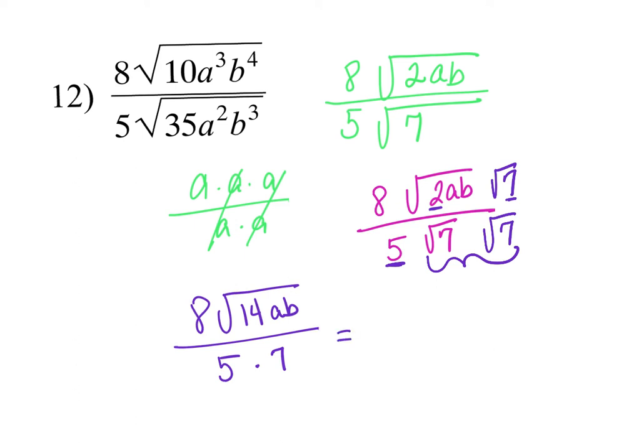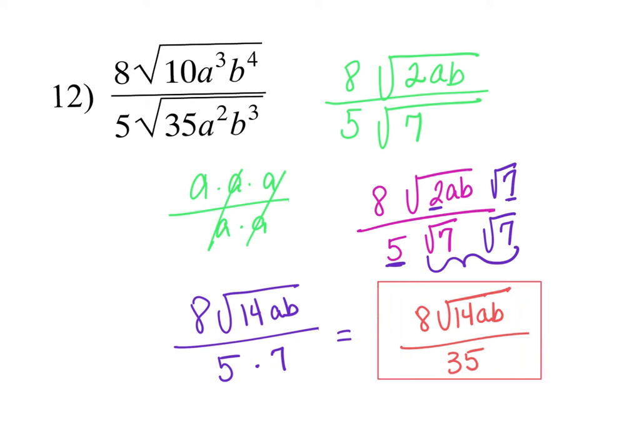And so my final answer for this one is going to be 8 square root of 14AB. All of that is inside the radical. And on the bottom, I have 35. And yes, you do want to check. Can my 8 reduce with my 35? No, it cannot, so I am done. This is my answer here.